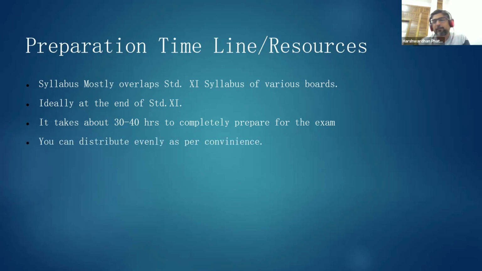You can distribute your preparation evenly throughout your standard 11 studies as per your convenience. But my suggestion would be, if you get enrolled now, from now onwards till the month of May, you should be doing some preparation every month. Don't keep it for the very end, where you get enrolled now and then start preparing in mid-March. I believe you would be under-prepared for the test if you start preparing late.